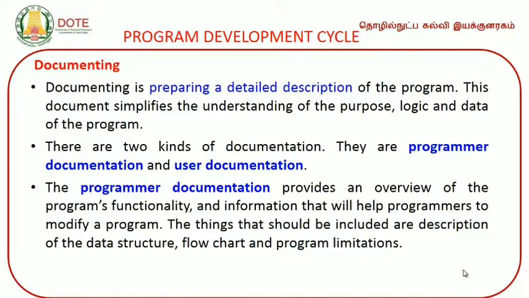There are also two kinds of documents: programmer documentation and user documentation. The programmer documentation provides an overview of the program's functionality and information that will be helpful for the programmers to modify a program. If the programmer wants to change the program, he has to go through the document and can modify the program. The things that should be included are description of the data structure, flow chart, and the program limitations.